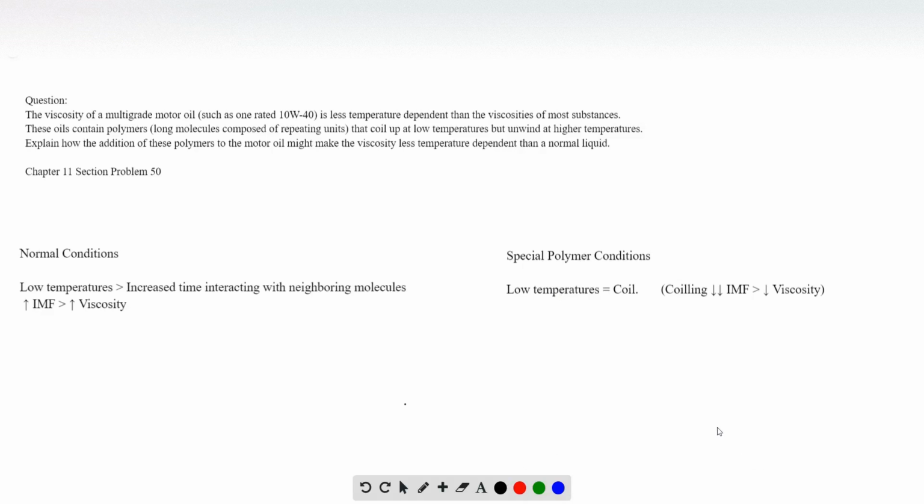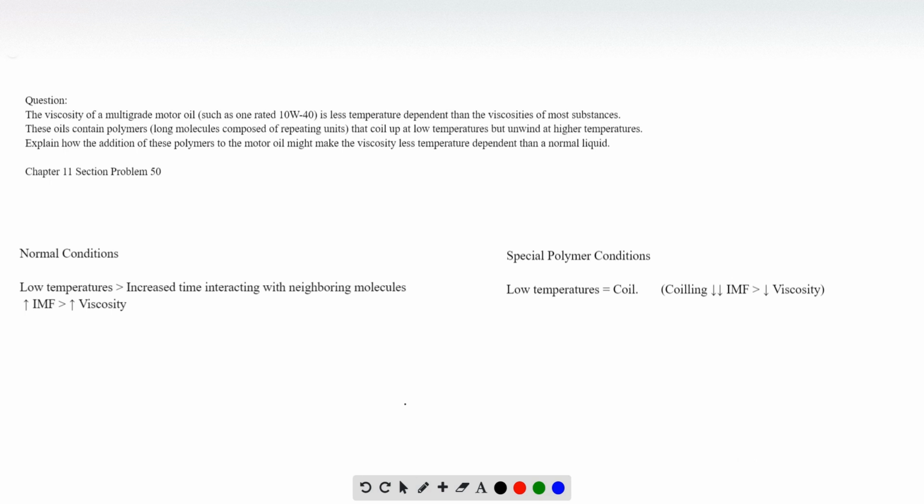Okay, this is chapter 11, section problem 50. The viscosity of a multigrade motor oil, such as one rated 10W-40, is less temperature dependent than the viscosities of most substances. These oils contain polymers, long molecules composed of repeating units, that coil up at low temperatures but unwind at higher temperatures. Explain how the addition of these polymers to motor oil might make the viscosity less temperature dependent than normal liquids.